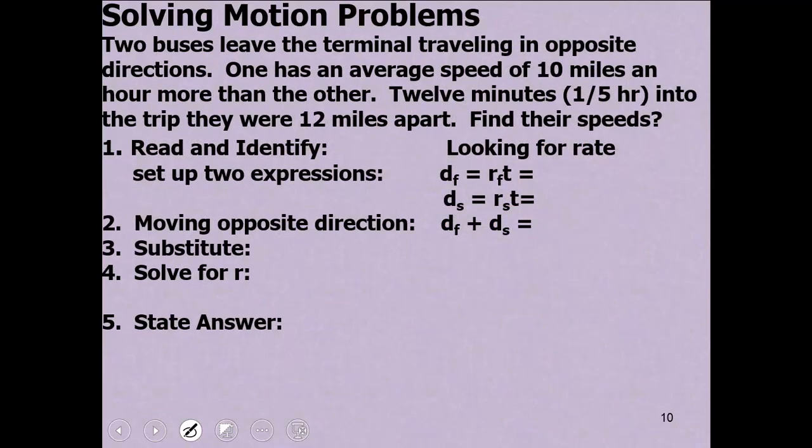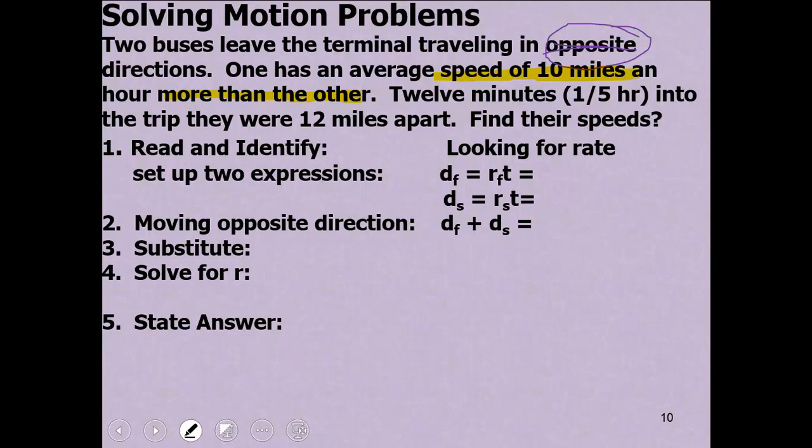All right, let's try it again because the more you do these, the easier they will feel. Two buses leave the terminal traveling in opposite directions. So this means we're going to be adding our distances together. One has an average speed of 10 miles an hour more than the other. So that means our rate, one will be R and one will be R plus 10.